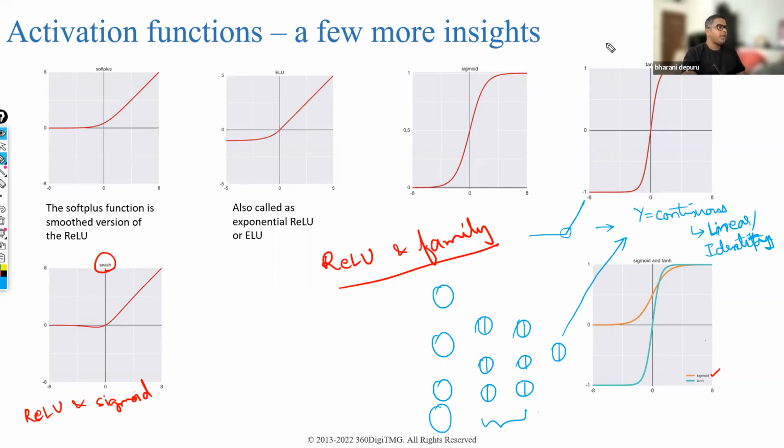Next, if the output variable is discrete in two categories, then you end up using sigmoid activation function mostly, or tanh. But most preferred is sigmoid. Between sigmoid and tanh, people prefer sigmoid.